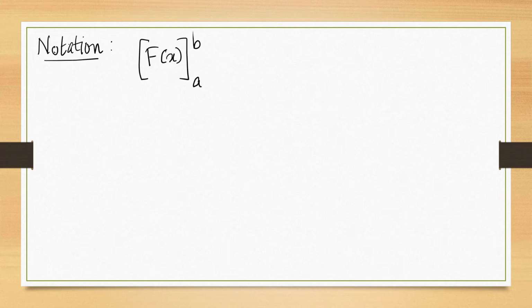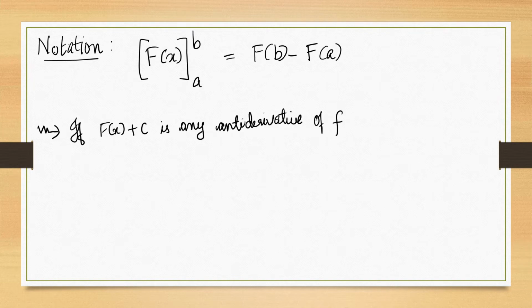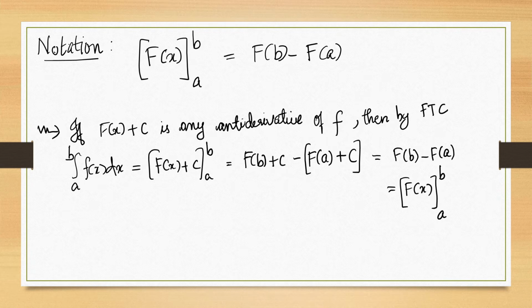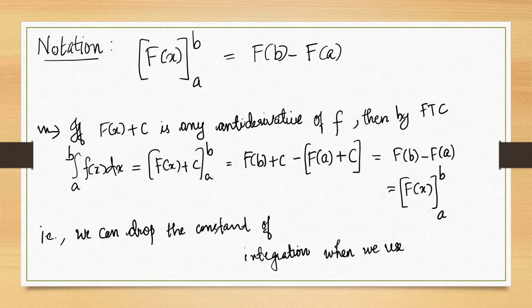We often use this notation for F(b) minus F(a). If F(x) plus c is any antiderivative of f, then by the Fundamental Theorem of Calculus we have the integral from a to b of f(x) dx equal to F(x) plus c evaluated from a to b, which when simplified becomes the same as F(x) from a to b. That is, we can drop the constant of integration c while we use the Fundamental Theorem of Calculus.